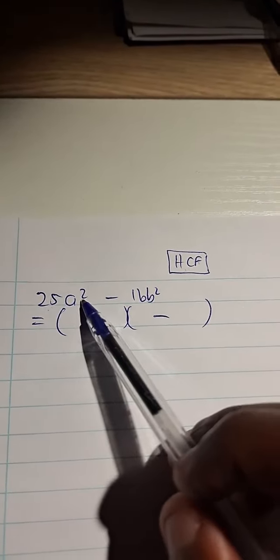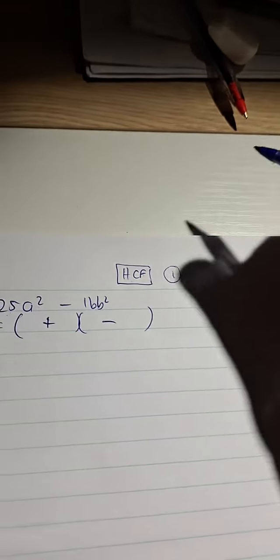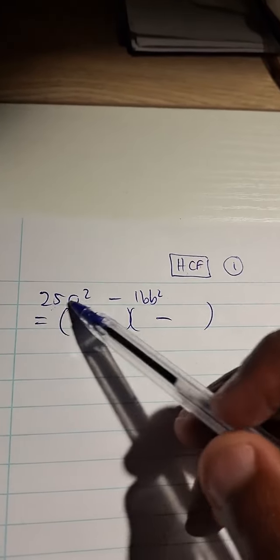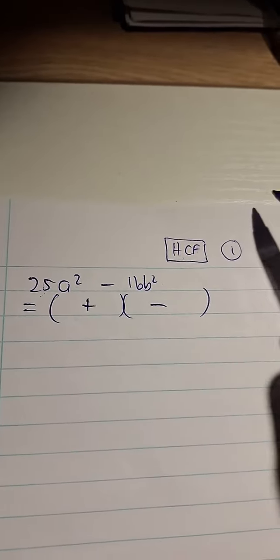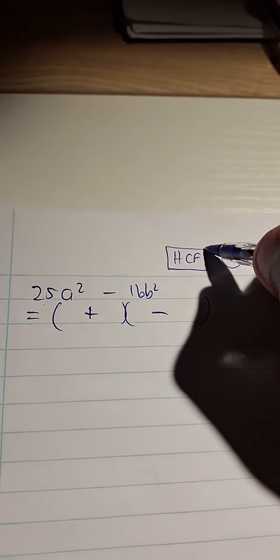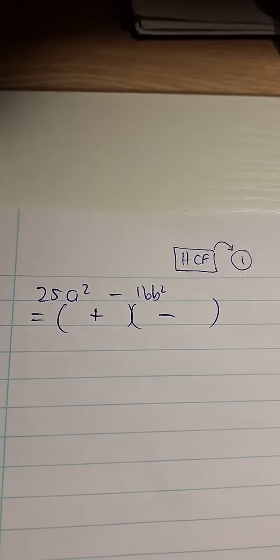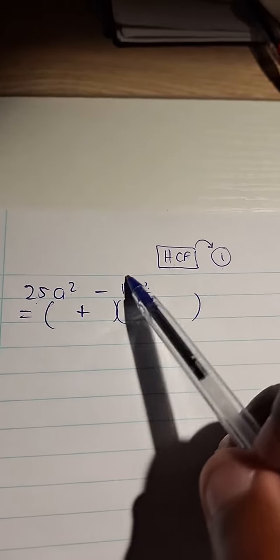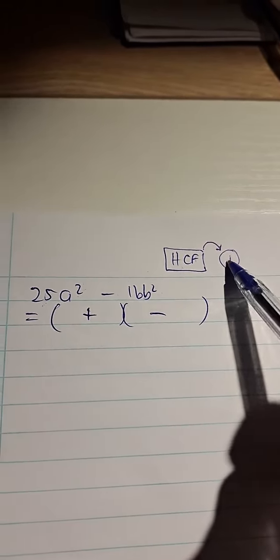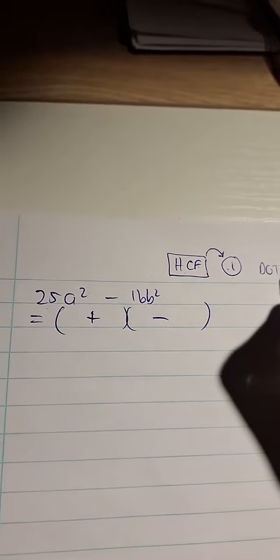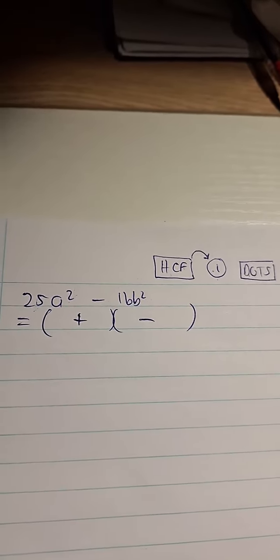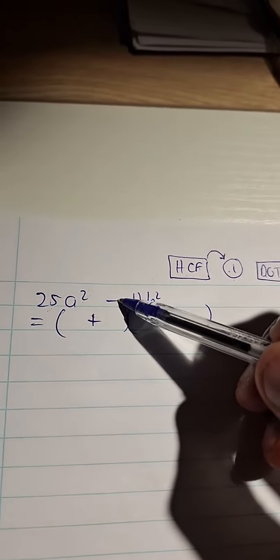Now, guys, for 25a squared minus 16b squared, the highest common factor is 1. But taking out the number 1 does not change the expression at all. So we regard that as insignificant. Then if the highest common factor is just 1, we look at any other type of factorization. Okay, we check difference of two squares. Is there difference of two squares factorization? In actual fact, we can see there is.